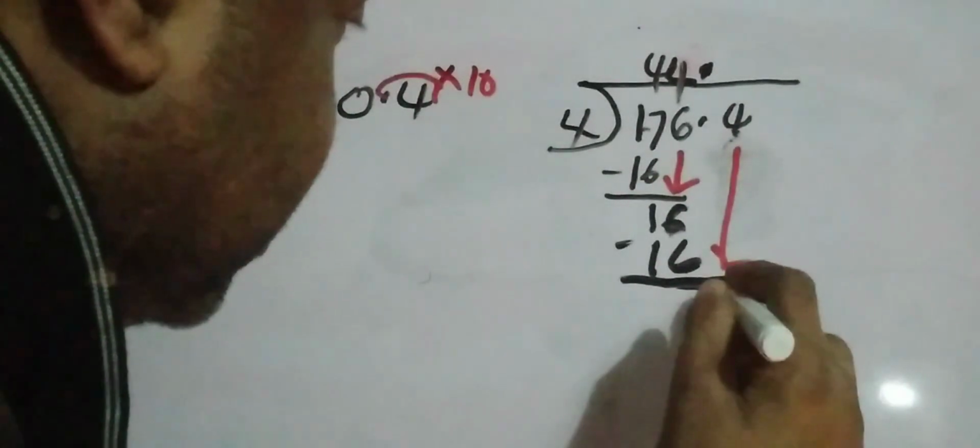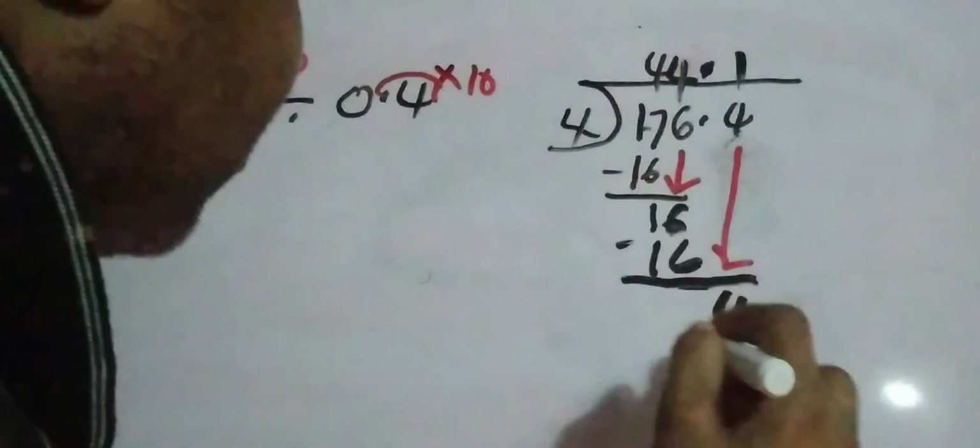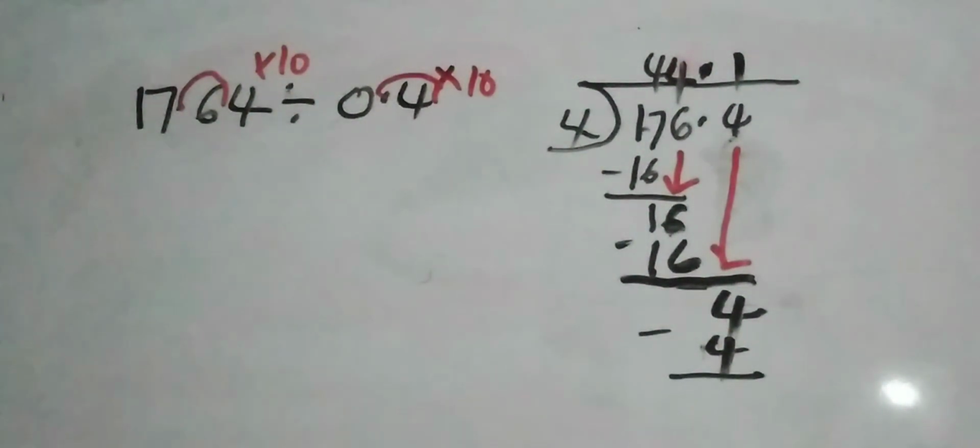So we have the 4 down now, so we're going to say 4 into 4 goes 1 time, 4 ones, 4. So we have nothing else to bring down, no remainder. So our answer is 44.1.